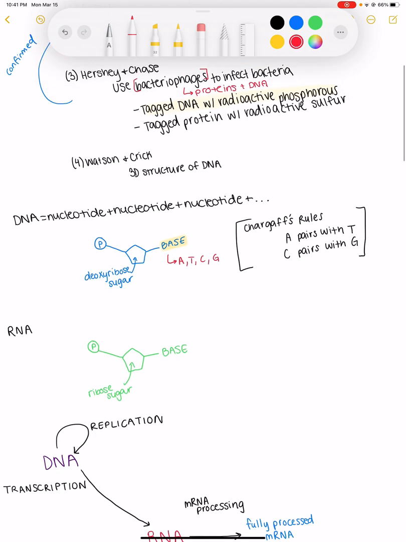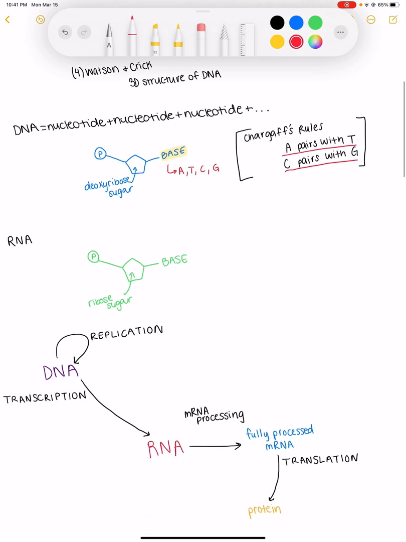And so another thing that we kind of mentioned was Chargaff's rules. So this becomes very important when we're thinking of DNA replication and trying to figure out what a complementary sequence would look like. And so those rules are summarized here. A will pair with T and C will pair with G.